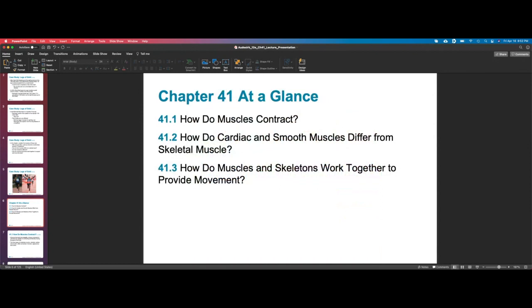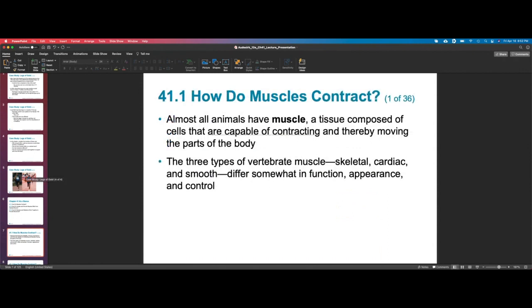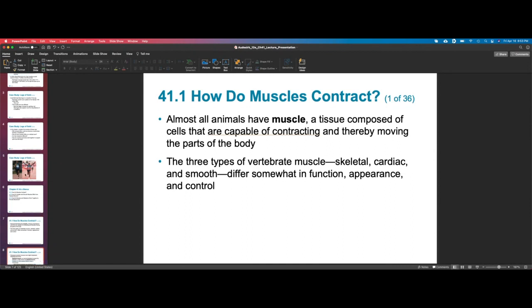All right, so in this chapter, we're going to be starting off looking at how muscles contract, the different kinds of muscles, three main kinds, and then in the second video, how muscles and skeletons work together. Muscle is something you're going to find in almost all animals, and it's a tissue whose purpose is to contract. Combined with something else like a skeleton, whether that's an internal or an external skeleton, it exerts force so that you can move. And so the three types are skeletal, cardiac, and smooth.